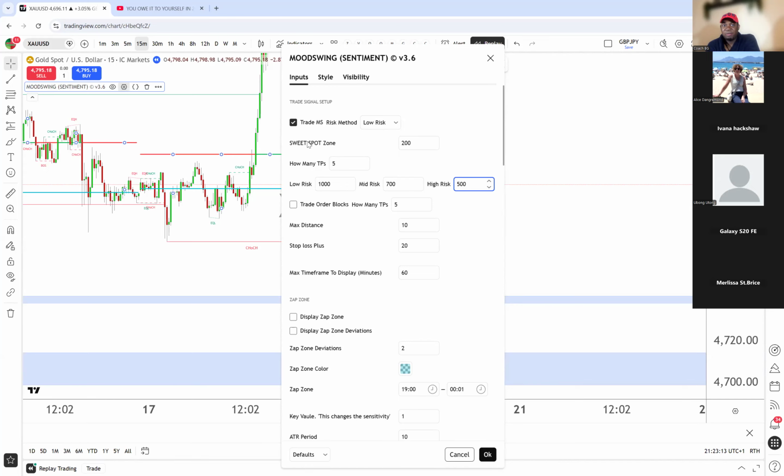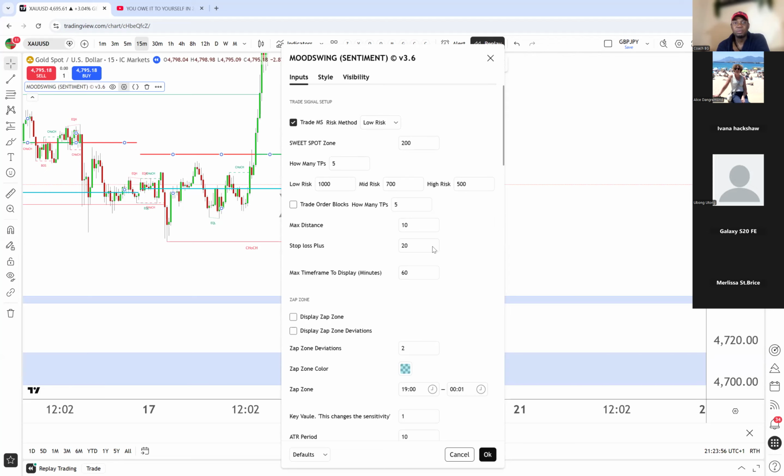In the settings here as well, we have a sweet spot zone. That is 20 pips, so that will be 10 pips above the mood swing line, 10 pips below. And then we can choose how many take profit targets we have. Now, the first profit target will be the same size as the stop loss. So if we choose low risk here, the stop loss will be 100 pips, so the first take profit target will be a 100 pip take profit target. The second one will be 200, third one will be 300, etc.